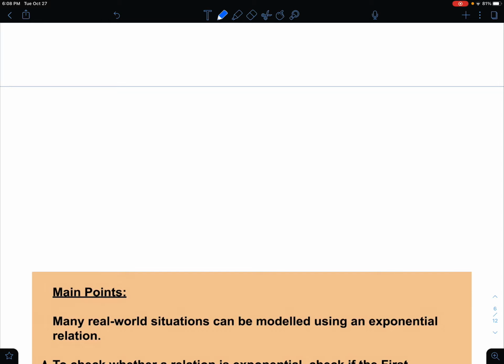So here are the main points from this lesson. First one, many real-world situations can be modeled using exponential relations. I know the ones that we did today were not very real, but things like population growth or population decay, or money investing, just like investing in GICs. A lot of stuff actually works out this way, to have this kind of exponential function.